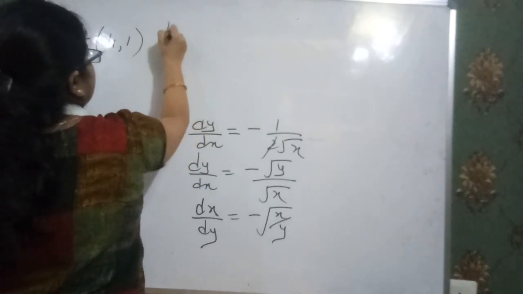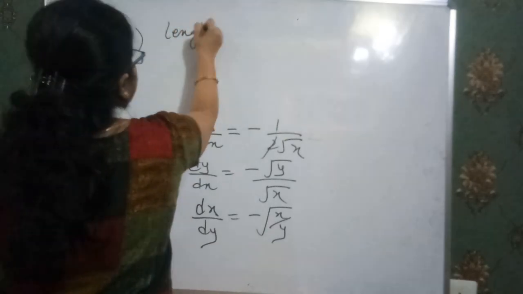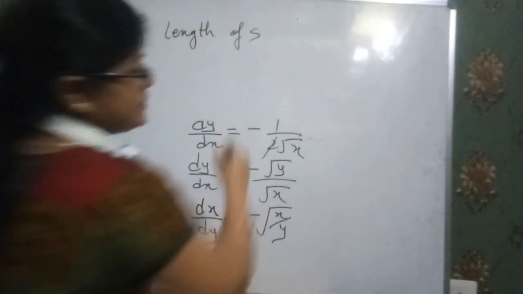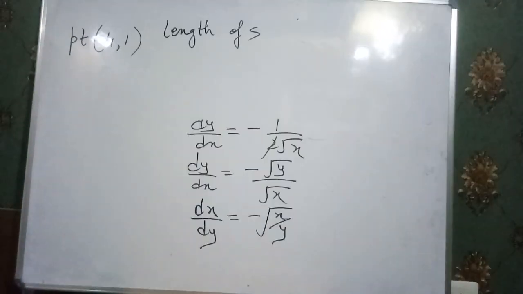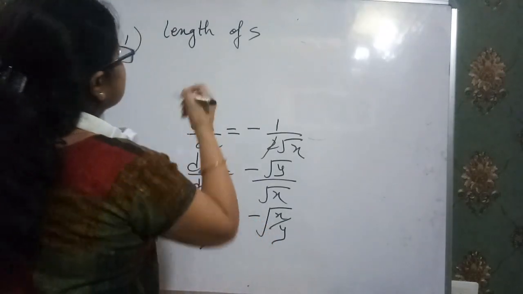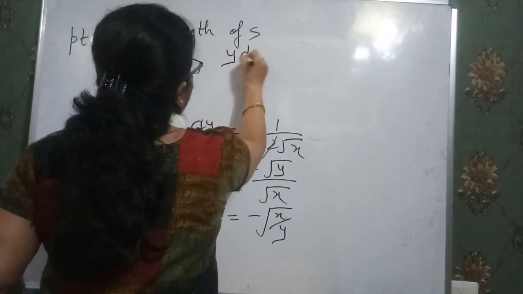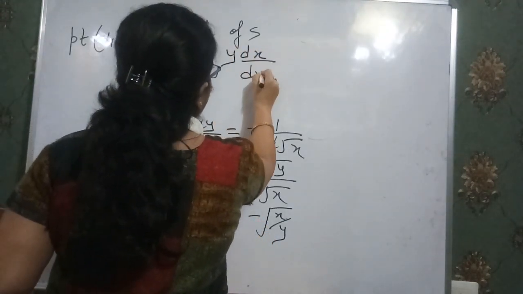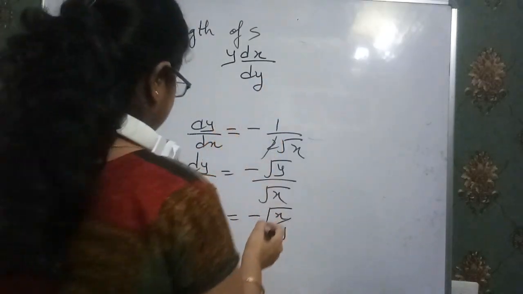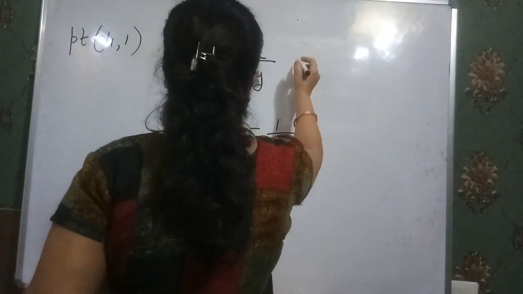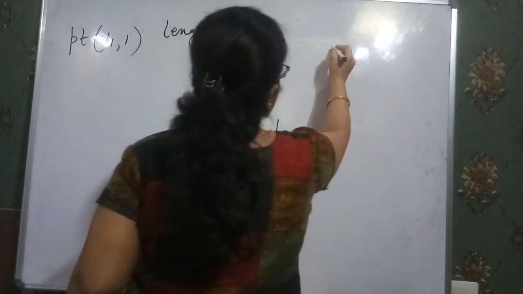The length of subtangent. So as we know, length of tangent is the formula y dx over dy. That means length of tangent we calculate y dx over dy. Now I am just substituting these values. We can also find it here also.